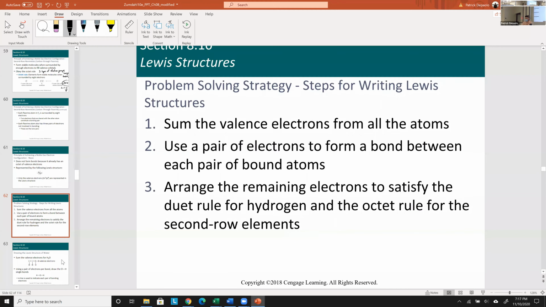So here's how you do it step by step. The first step is to sum up the valence electrons from all the atoms, meaning you're going to figure out how many are in each atom and see how many dots should be represented in the entire molecule. So let's do CH4. How many valence electrons are in carbon?